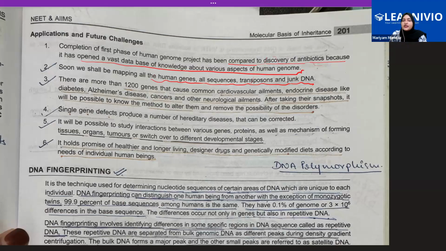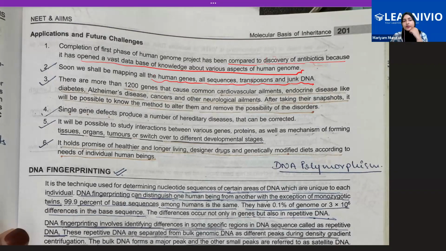Single gene defect produces a number of hereditary diseases. Hereditary diseases meaning those diseases that are passed on from one generation to another. So that also happens. And if we know the genome and the sequence and everything, then that can also be corrected. It will be possible to study interaction between genes, proteins, the mechanism of tissue forming, organ forming, all of these things we can actually find out with the help of the Human Genome Project, if it is carried on further.